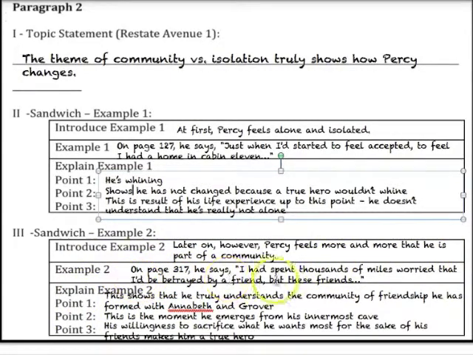In my second example, this is an after example where he says, "I'd spent thousands of miles worried that I'd be betrayed by a friend, but these friends," and the rest of the quote goes on to say, "would never do that. They had done nothing but save me over and over, and now they wanted to sacrifice their lives for my mom."